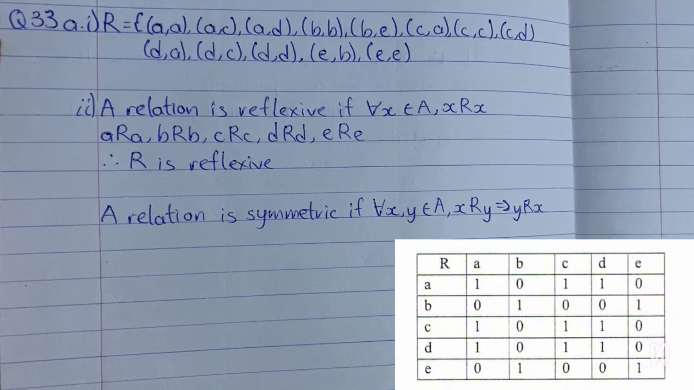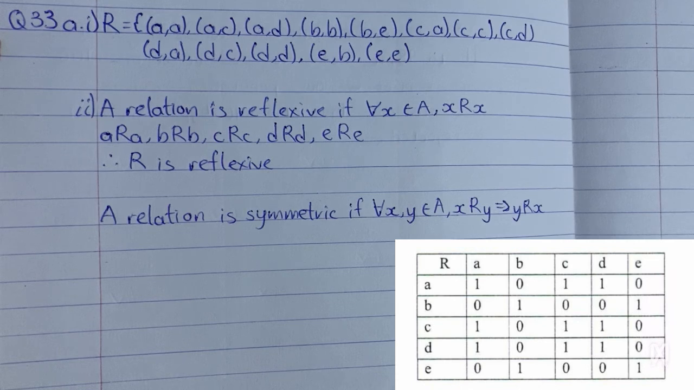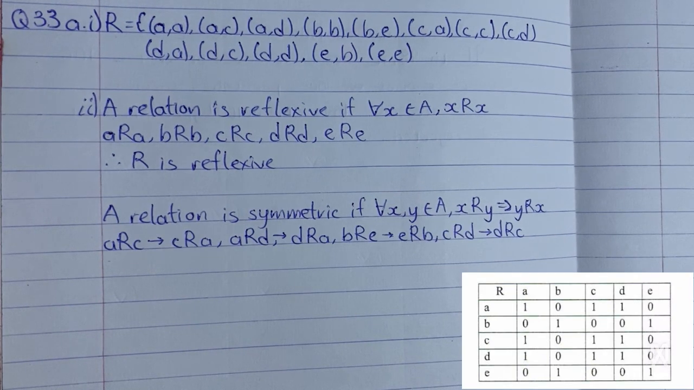From our table, A relates to C, so there should be C relating to A, and it's true. There is C relating to A. A relates to D, so there must be D relating to A. It's true, we can find it in our relation. B relates to E, therefore E also relates to B. C relates to D, therefore D relates to C. Therefore, our relation is symmetric.